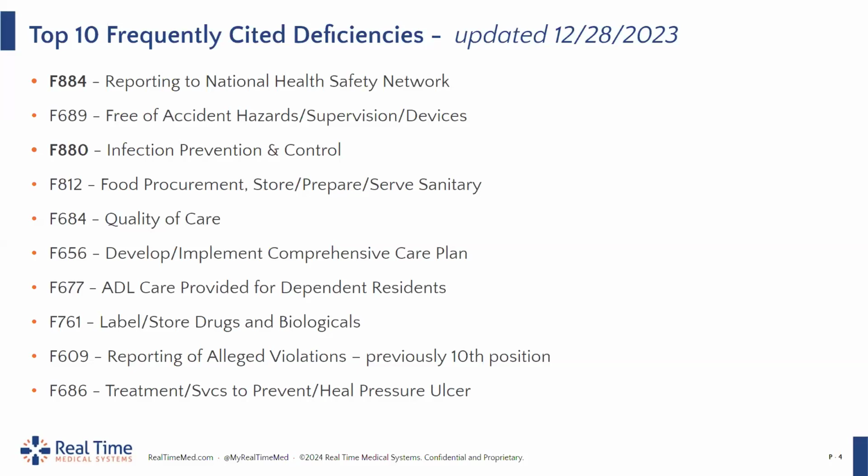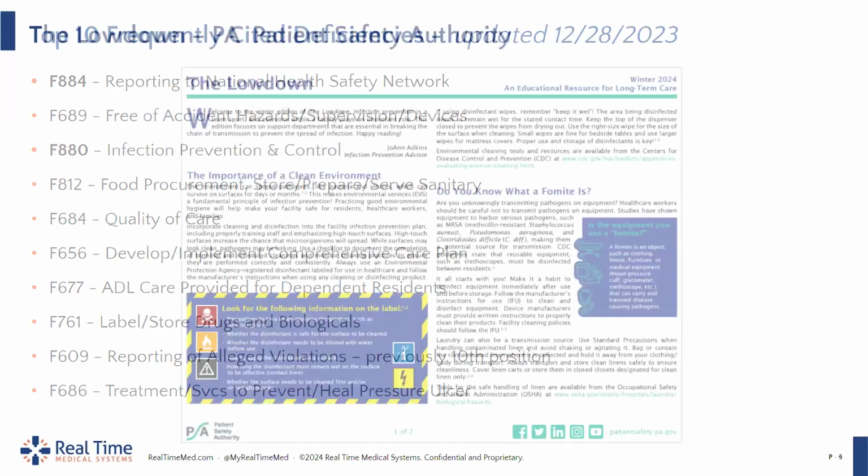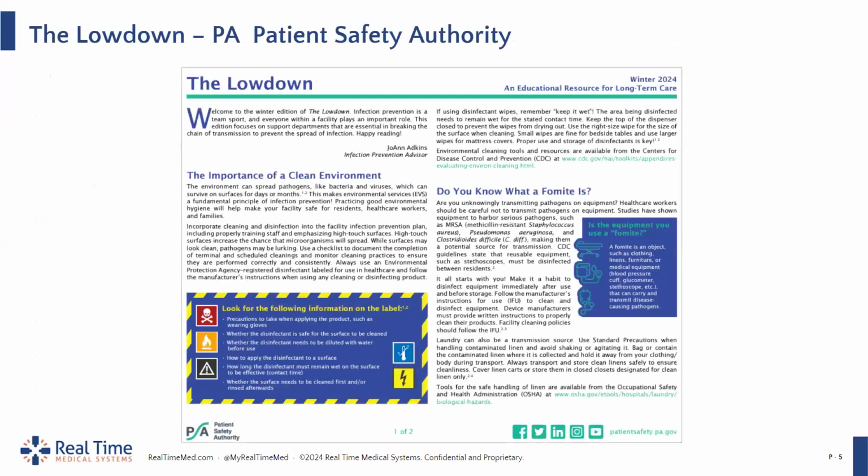812, which is number 4, your food procurement, storage, preparation, sanitary serving, that all has infection control in it as well. So hopefully we'll be able to share with you today a little bit of how it all blends throughout the entire facility. And Kim, if you want to go ahead and go to the next slide for me. We'll look next at that lowdown.